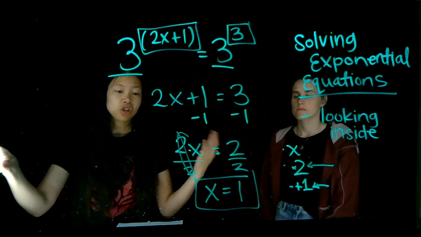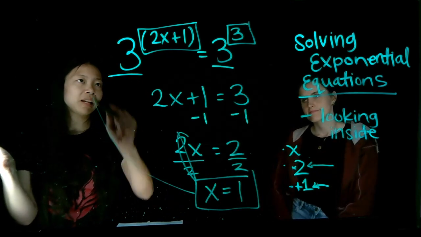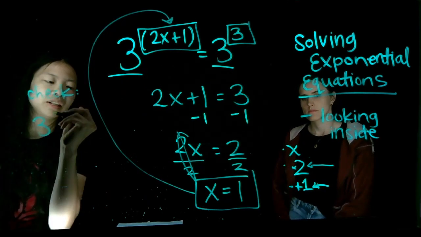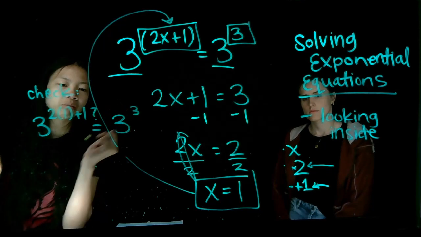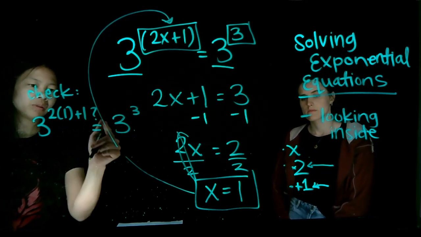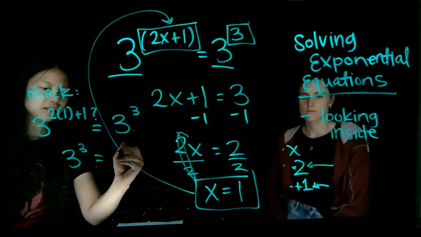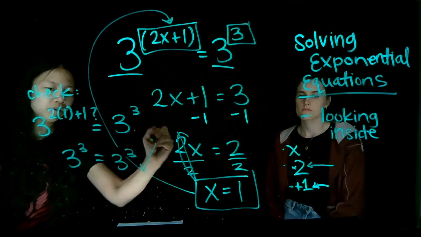You can always check your answer, which is nice, so I could plug this back in, and we can check. Does 3 to the 2 times 1 plus 1 equal 3 to the third? Question mark. 2 times 1 is 2, plus 1 is 3, so 3 to the third does indeed equal 3 to the third, and we know that that works.